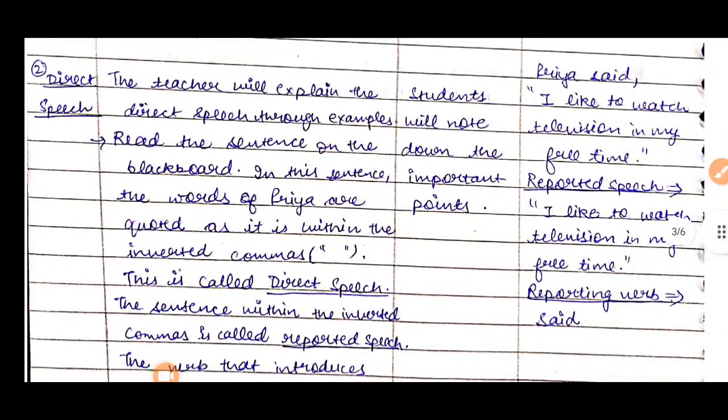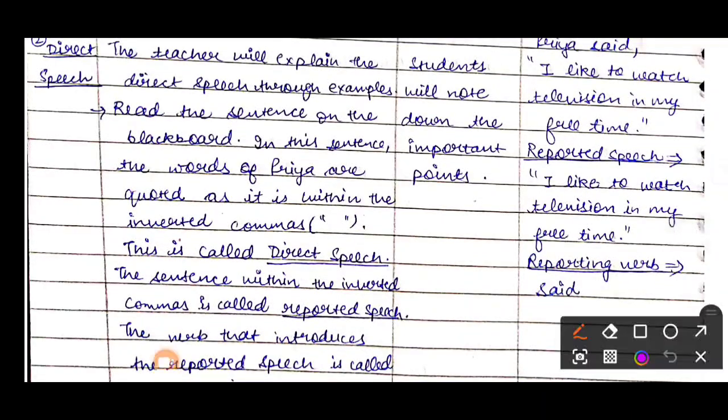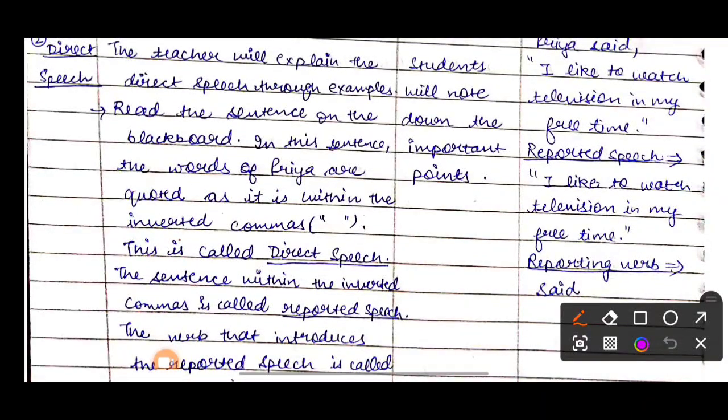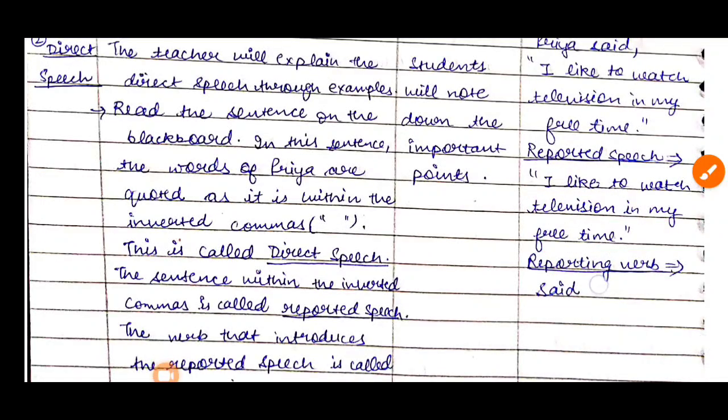What will students do here? Students will note down the important points. And we will mention over here that in this sentence, what is reported speech? Reported speech is this sentence, whatever is inside the inverted commas. And what is the reporting verb? The reporting verb is said.